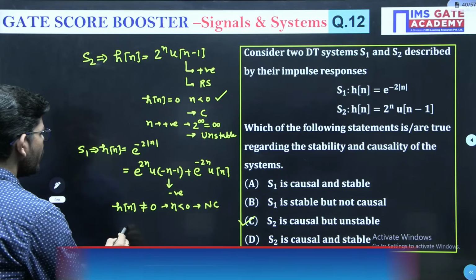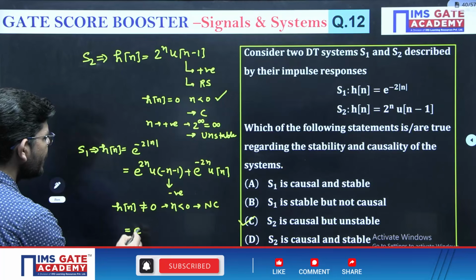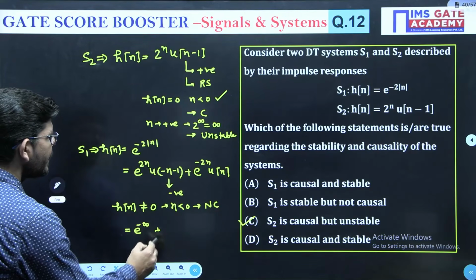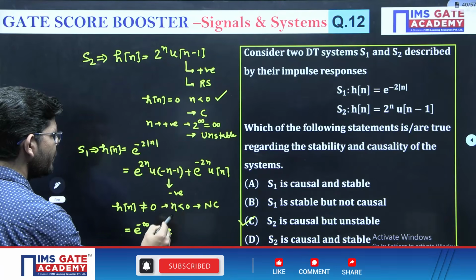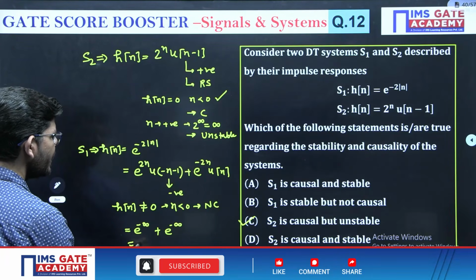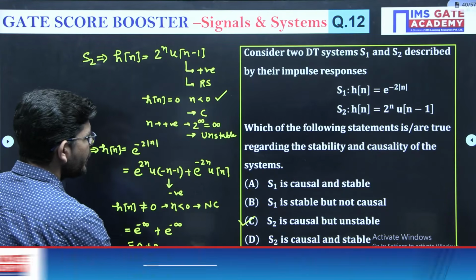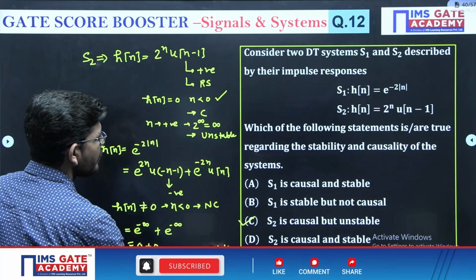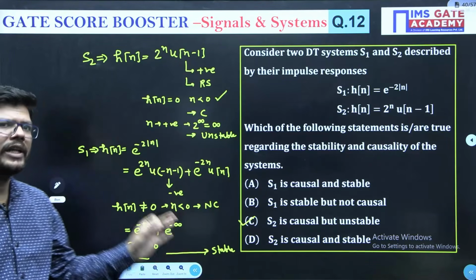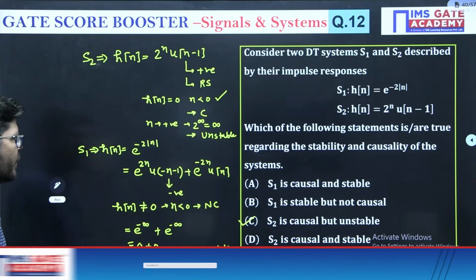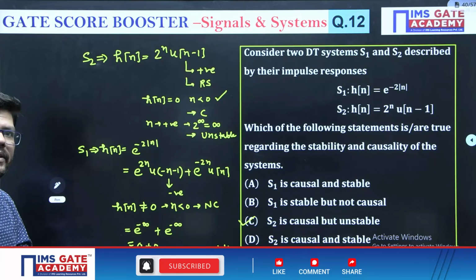Now for stability, here the n values are negative, so I have to put negative infinite for n. So it will become e to the power minus infinite, which is 0. Here n values are positive, so I will put positive infinite. So it will become e to the power minus infinite, which is 0. 0 plus 0 or 0 is a bounded thing, so this is going to be stable. I have to look at what the n values are, positive or negative, and put positive or negative infinite accordingly. Here I put negative infinite, here positive infinite, and both give me 0.